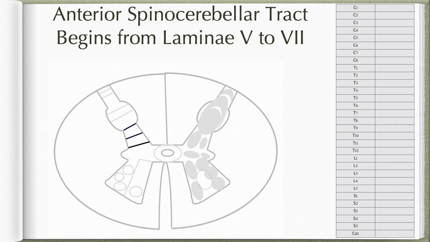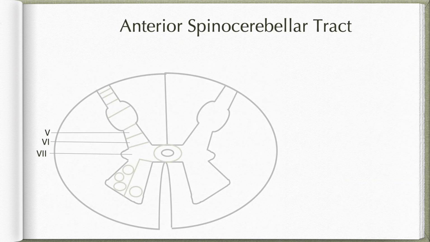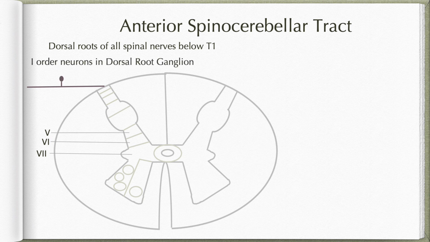Anterior spinocerebellar tract begins from the neurons which are located in Laminae 5, 6 and 7 in the lumbosacral cord. Subsequent fibers are added at the thoracic segment levels. Similar to posterior spinocerebellar tract, the fibers which carry this information also belong to type 1A, 1B or type 2 fibers. They have their neuronal cell bodies in the dorsal root ganglion.